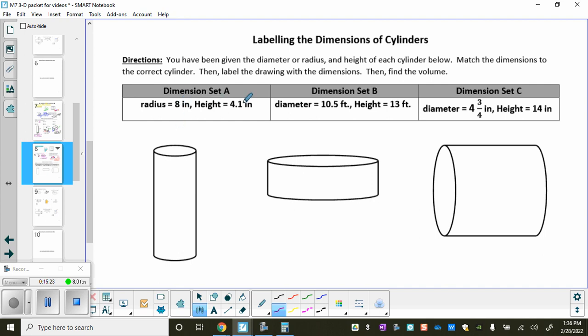and the height is 4.1, we can see that this thing is supposed to be much wider than it is tall. So I would not put that this is an 8 on the first one and that this is a 4.1 because there's no way that makes sense. So we know it's definitely not the first one, that dimension set A. Dimension set A does not go with this cylinder. Now here, if I said the radius is 8, let's see if this makes sense. If I put an 8 here, that means this all the way across is a 16. Okay, the whole thing across would be a 16.